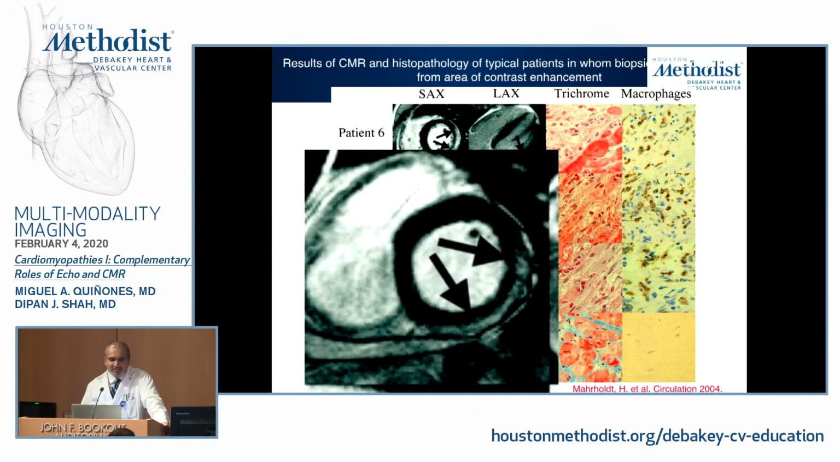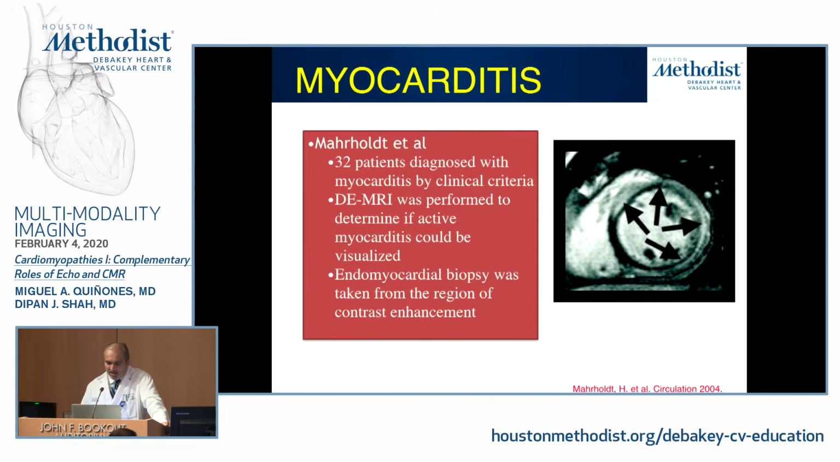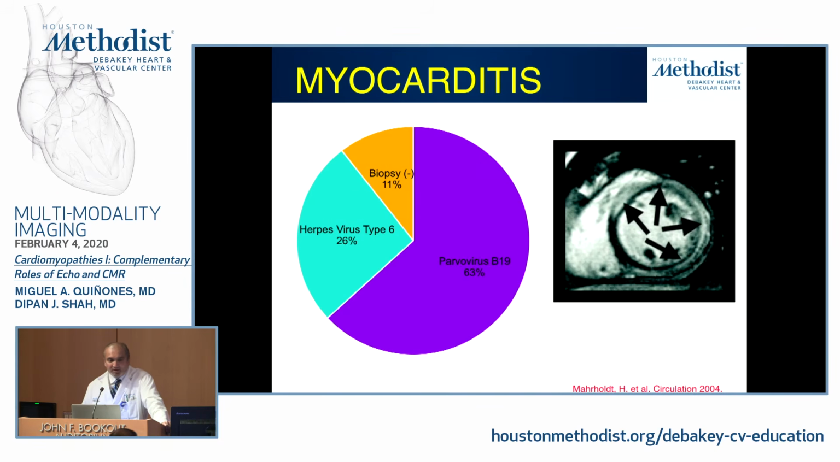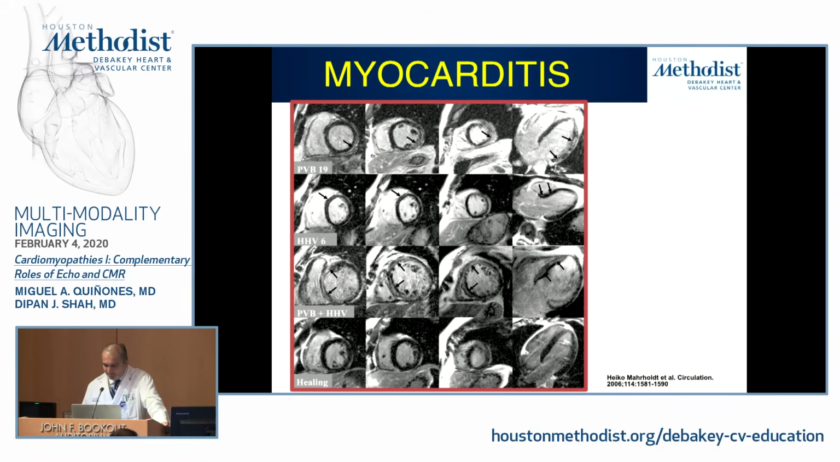And what they found, here's an example patient where you can see, again, epicardial to mid-myocardial hyperenhancement in the infralateral wall. In the 32 patients that they enrolled in this protocol and did endomyocardial biopsy, they found 90% of the time there was evidence of active virus present. 2/3 of the time it was parvovirus, and about 1/4 of the time it was herpes type 6 virus. And then the biopsy was negative about 1 in 10.